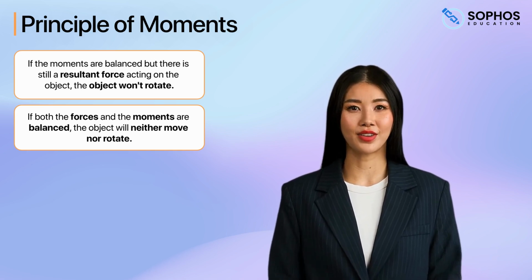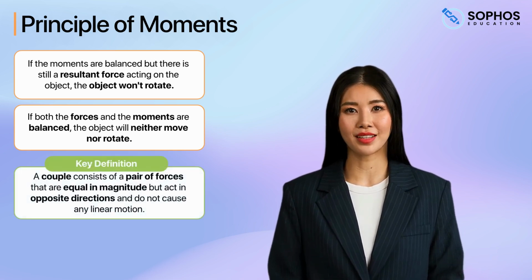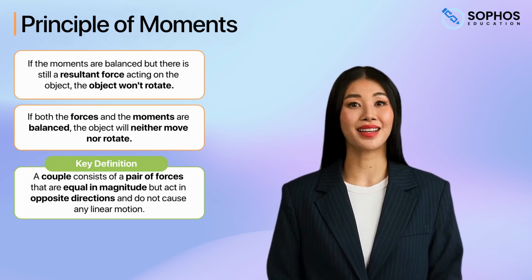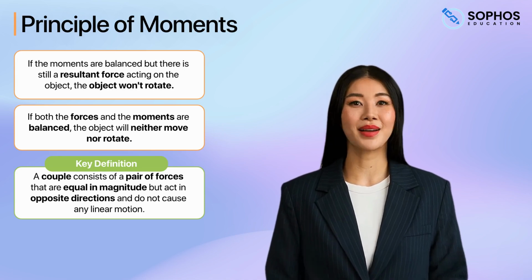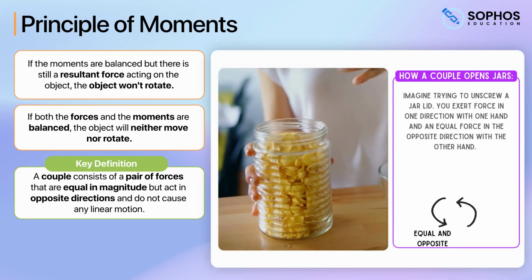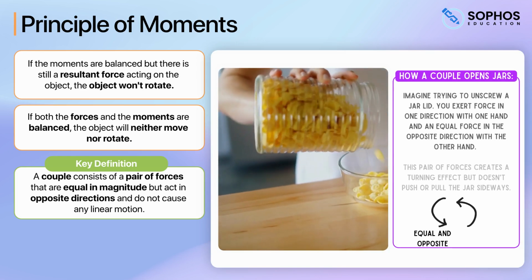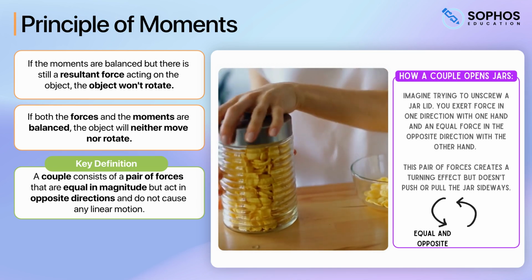To better grasp this concept, we'll introduce the idea of a couple. A couple consists of a pair of forces that are equal in magnitude but act in opposite directions and do not cause any linear motion. Instead, they create a turning effect or moment. Imagine trying to unscrew a jar lid. You exert force in one direction with one hand and an equal force in the opposite direction with the other hand. This pair of forces creates a turning effect but doesn't push or pull the jar sideways.